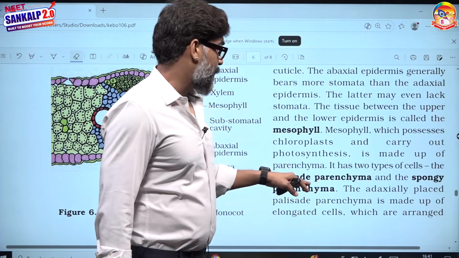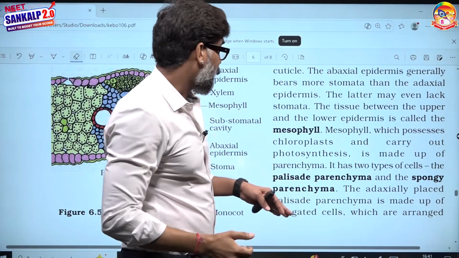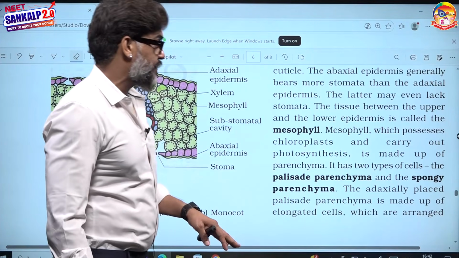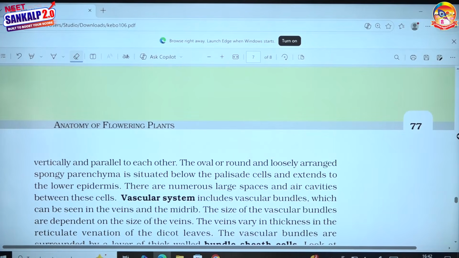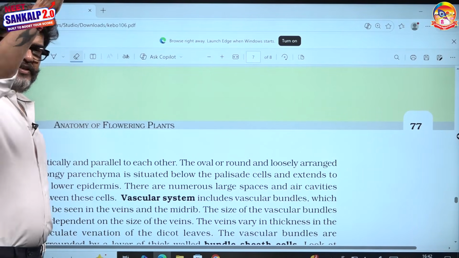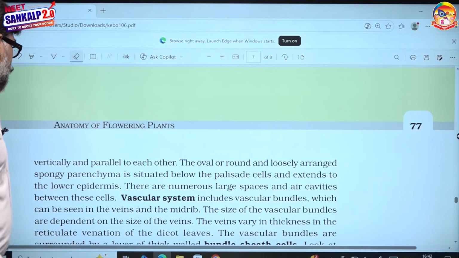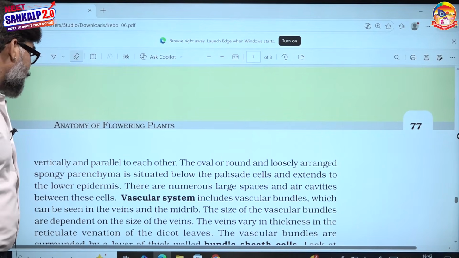The adaxially placed palisade parenchyma means it is present on the upper epidermis side. It is made up of elongated cells which are arranged vertically and parallel to each other. The oval or rounded and loosely arranged spongy parenchyma is situated below the palisade parenchyma and extends up to the lower epidermis. Just beneath the palisade to the lower epidermis, the entire volume is occupied by spongy parenchyma. There are numerous large spaces and air cavities between these cells.